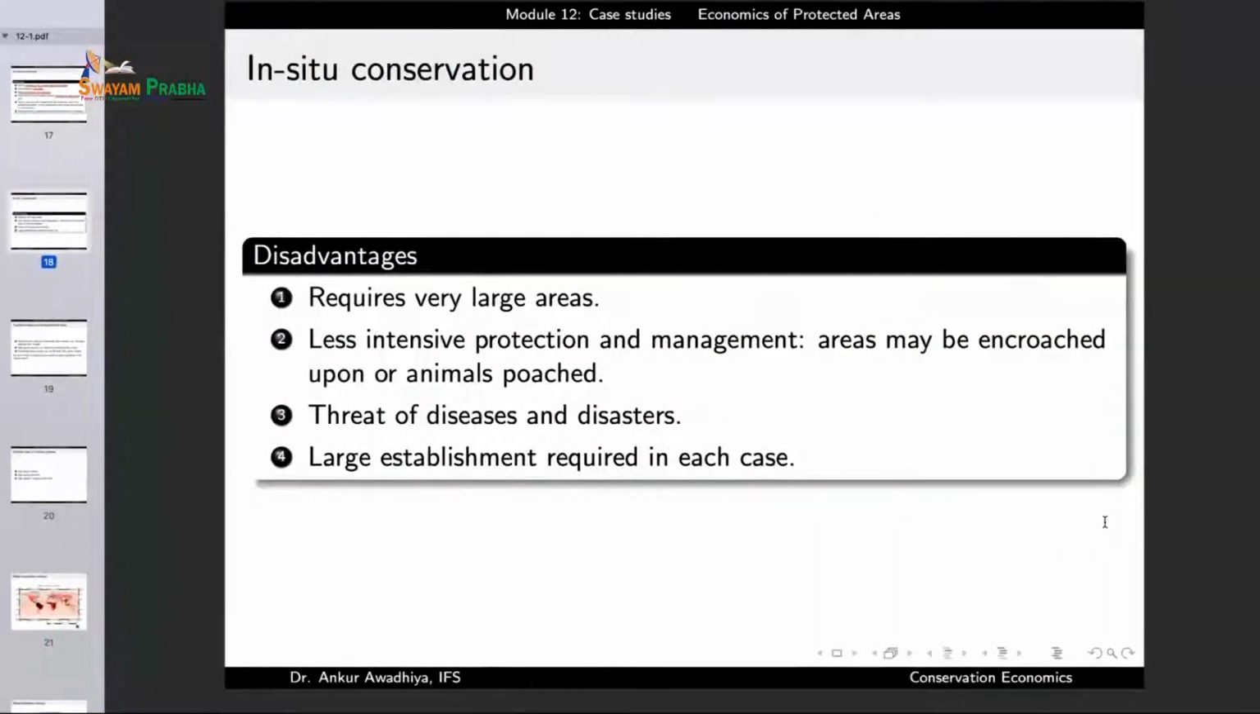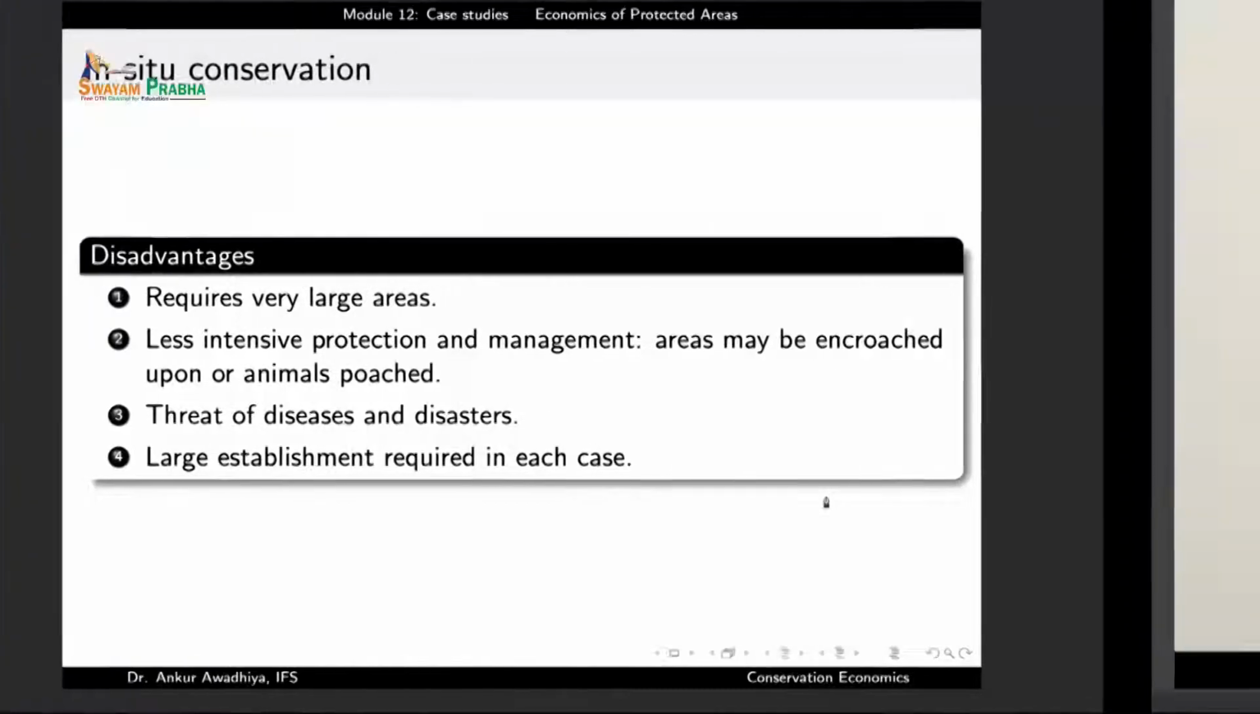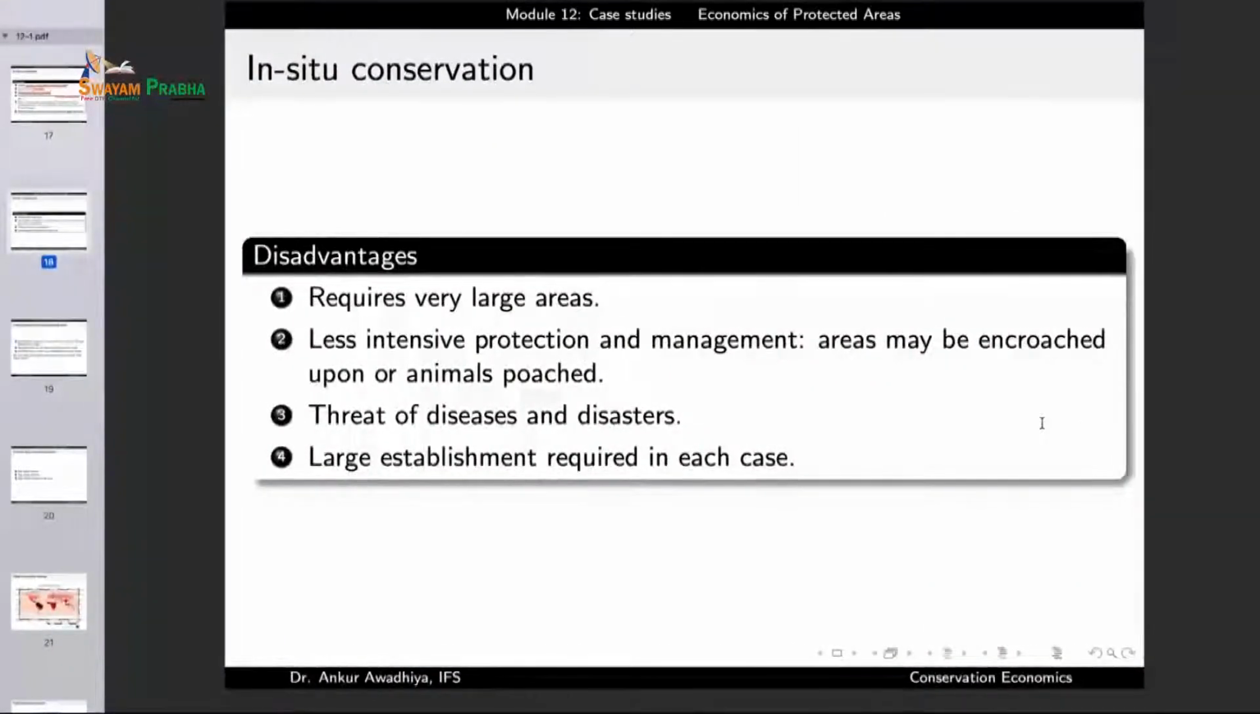Then there are always the threats of diseases and disasters. Because it's a large area, you are not able to manage everything at all points of time. And a large establishment is required in each case. Establishment in terms of people who are going to man the area, establishment in terms of vehicles, because these are large areas, so you have to go to different areas to observe these animals, to protect these animals. In that case, you might even require, say, forest rest houses in certain locations. So, a large amount of establishment may also be required in the case of in situ conservation.